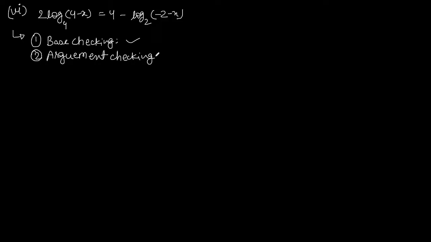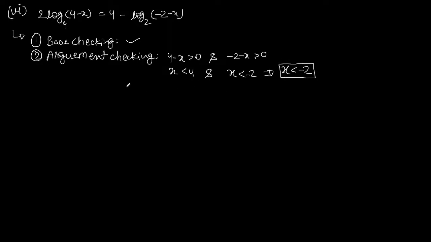4 minus x should be bigger than 0 and minus 2 minus x should be bigger than 0. That means x is less than 4 and x is less than minus 2. So overall we can say that x is less than minus 2. Okay, this is the condition, whatever value of x comes, it should be less than minus 2. Then we can say that okay, it is correct.